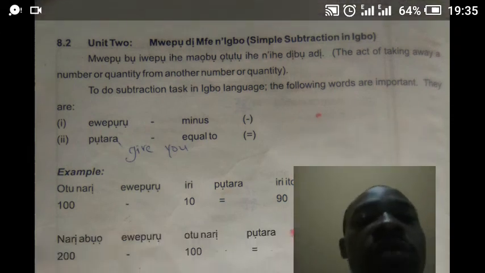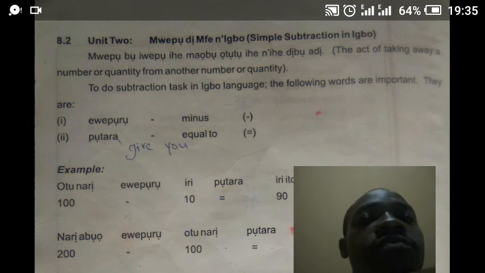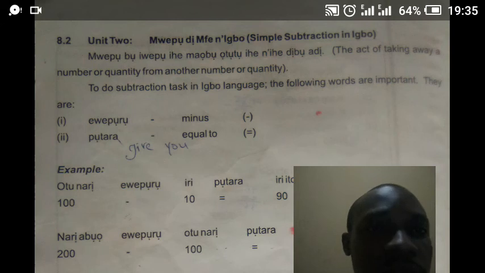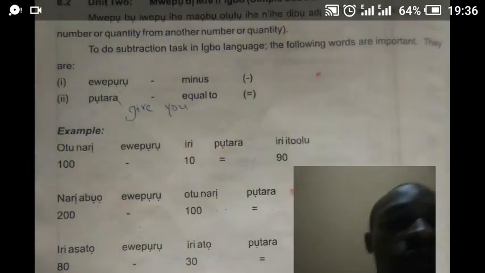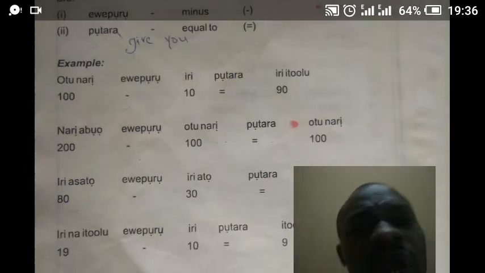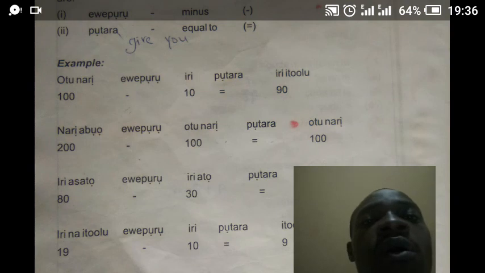Alright. Okay, for us to do this subtraction, which is mwepu, is called subtraction. So for us to do it, we have to know this term. This term, very, very important. Number one is ewepụrụ, which means minus. Number two is pụtara, which means equal to. Yes, you have to know it very well. I have the examples here now.